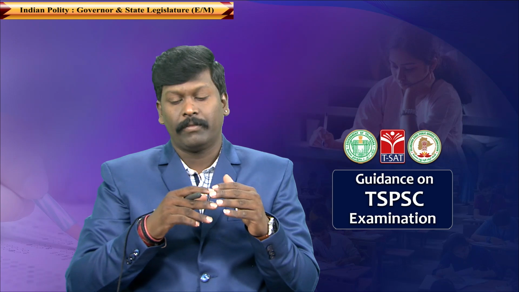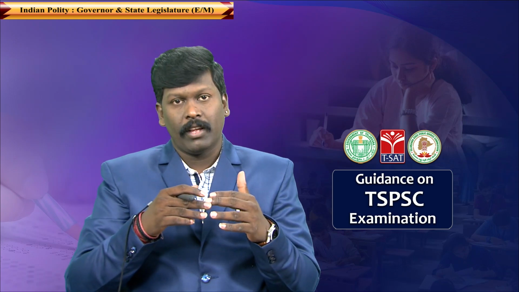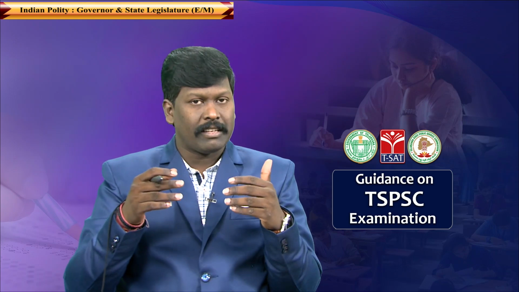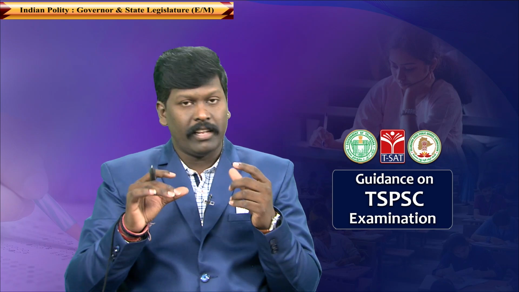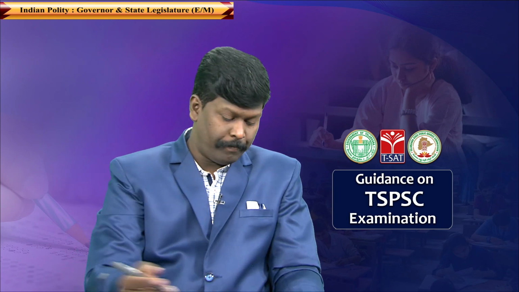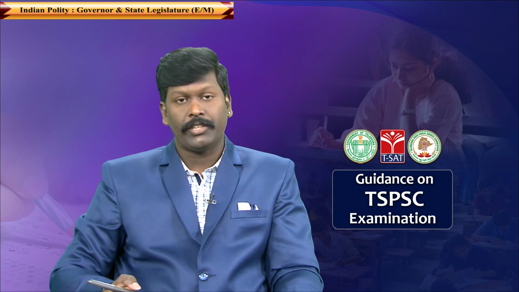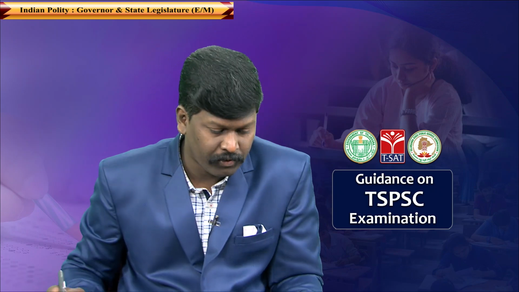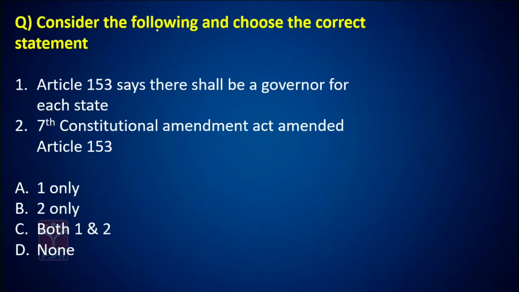Let us start understanding the state legislature and governor with the help of objective type questions. Look at question number 1. Look at the screen. Consider the following and choose the correct statement. Article 153 says there shall be a governor for each state. Just before, I told this is a correct statement.